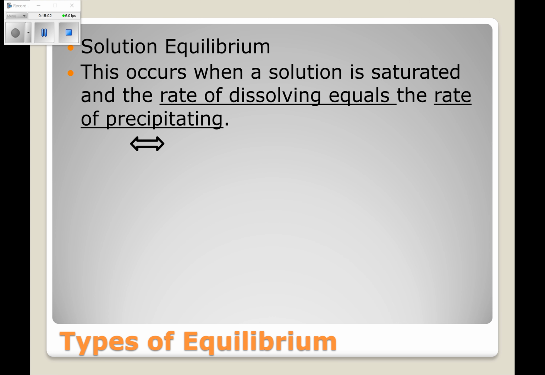The other type is solution equilibrium. This occurs when our two changes here, dissolving and precipitating, those are the two opposing reactions. Solution equilibrium occurs when we have a saturated solution where the rate of dissolving equals the rate of precipitating. So if we tried to dissolve solid sodium chloride into water, sodium chloride is pretty soluble in water, but at some point we're not going to be able to dissolve anymore.